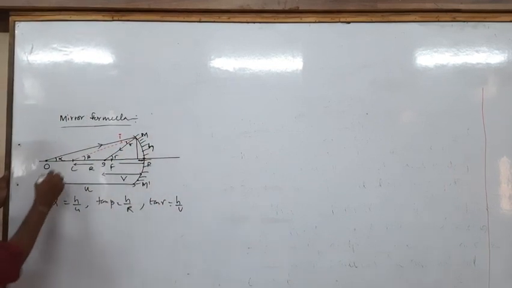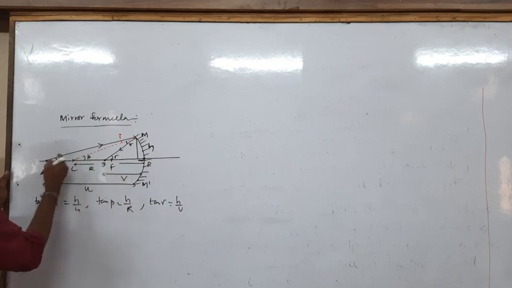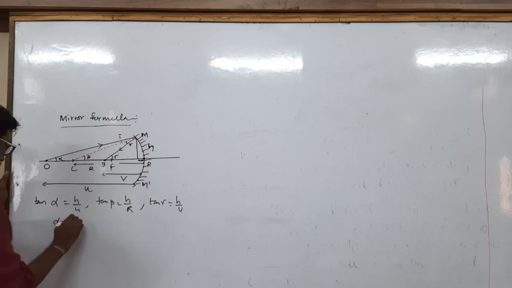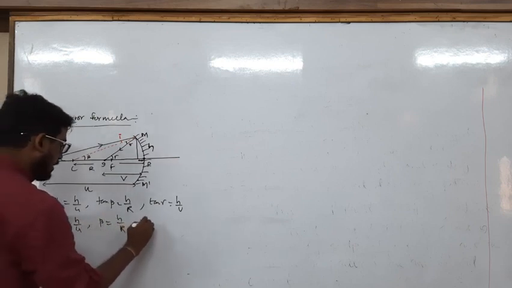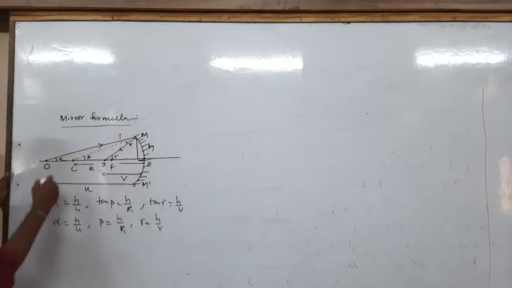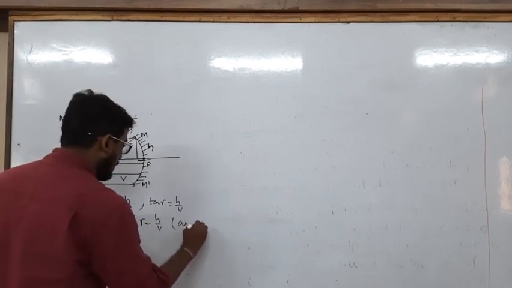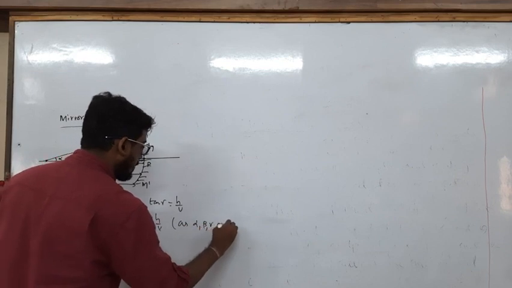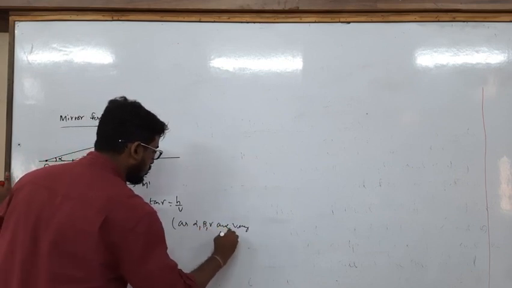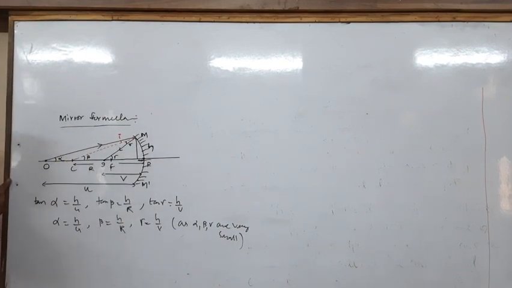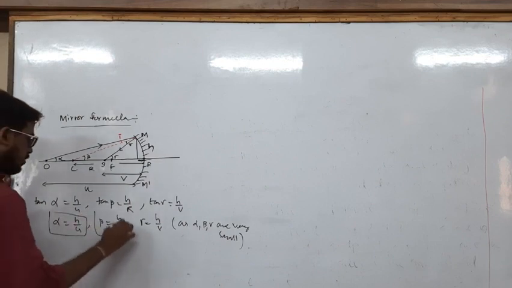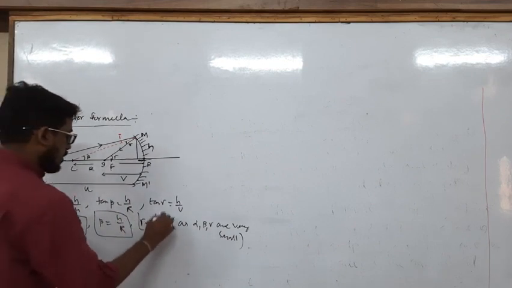Clear? If the angles alpha, beta, gamma are very small, if the rays are paraxial, then this can simply be written as alpha equals H by U, beta equals H by R, and gamma equals H by V. Because we are considering only paraxial rays, which are very close to the principal axis, alpha, beta, gamma are very small, so we can write alpha equals H by U, beta equals H by R, gamma equals H by V.